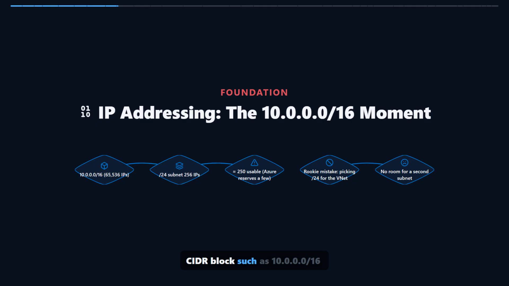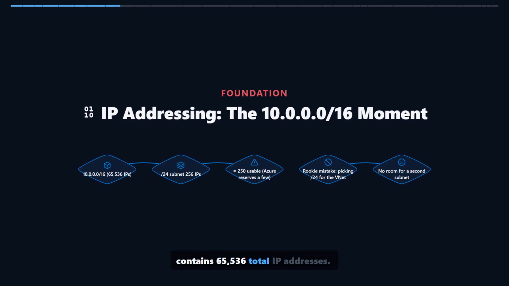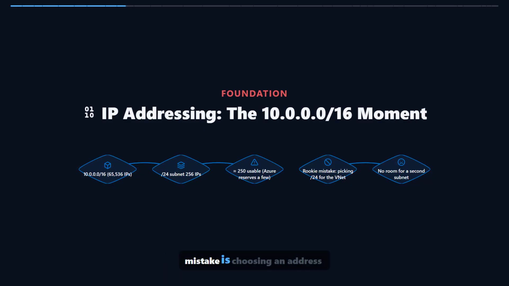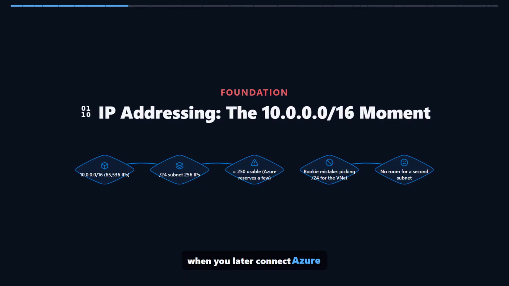IP address planning is one of the first major design decisions in Azure networking. A CIDR block such as 10.0.0.0/16 contains 65,536 total IP addresses. You can divide that address space into smaller subnet ranges, such as /24 networks. A /24 contains 256 total addresses. Azure reserves 5 addresses in every subnet, leaving 251 addresses available for resources. The beginner mistake is choosing an address range that is too small or overlaps with another network. That becomes a major problem when you later connect Azure to an office, data center, another cloud, or a second Azure VNet.